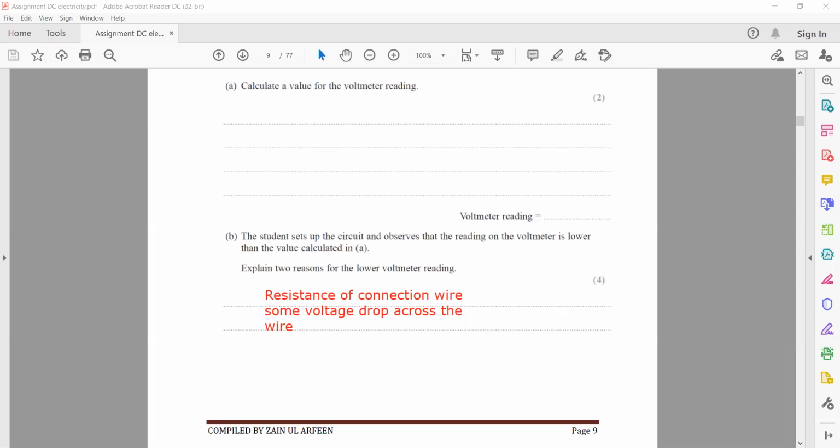And the second, the internal resistance of the cell is neglected here. So the cell will have internal resistance, so the terminal voltage is less than 1.5 V.